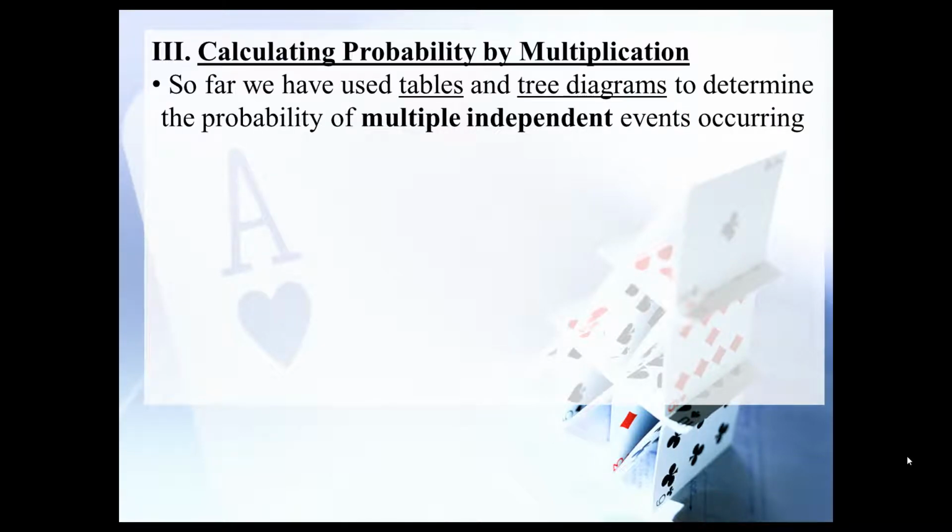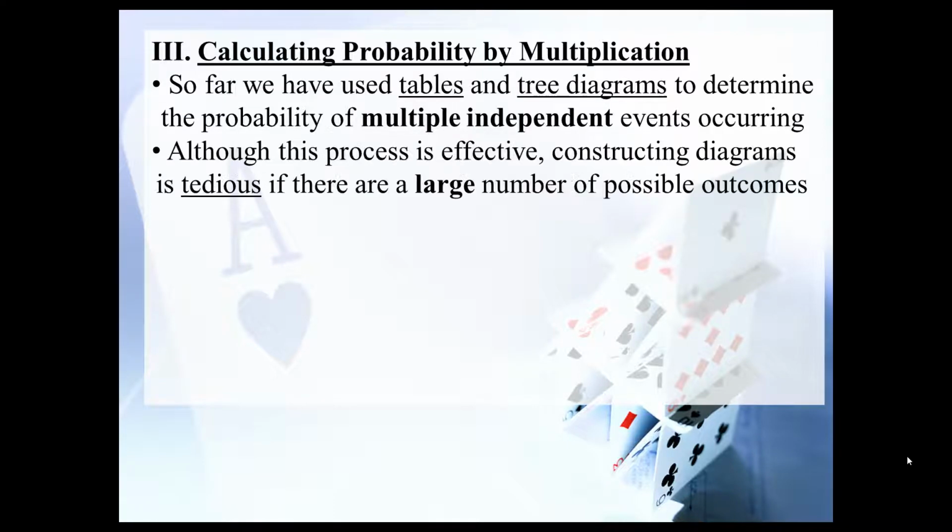So far, we have used tables and tree diagrams to determine the probability of multiple independent events occurring. Again, although this process is effective, constructing diagrams is tedious if there are a large number of possible outcomes. And we experienced a little bit of that tedium in the previous lesson where we had to draw that tree diagram for three different independent events occurring.